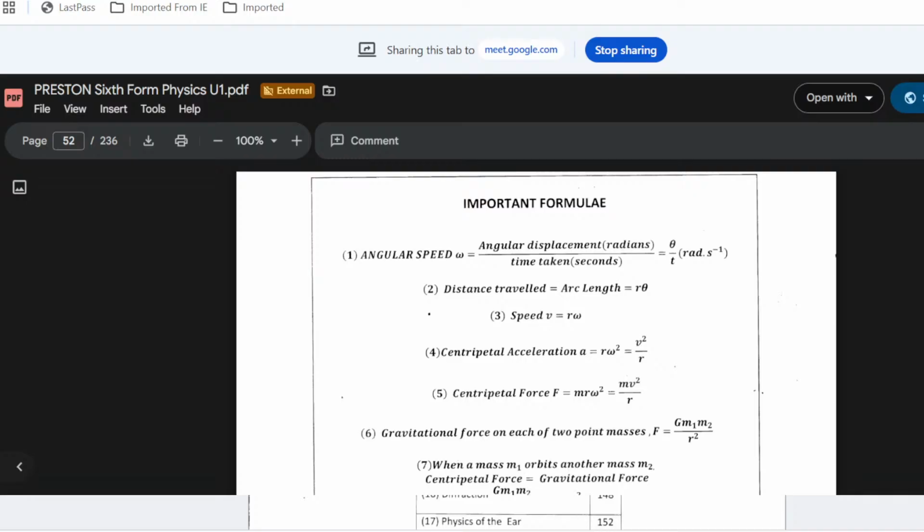What would you say about the speed? During circular motion, what can we say about the linear speed? Is it constant? Yeah. So the linear speed is constant, but the velocity is changing, because the direction is changing. Direction is constantly changing, so it is experiencing an acceleration. So it is accelerating.